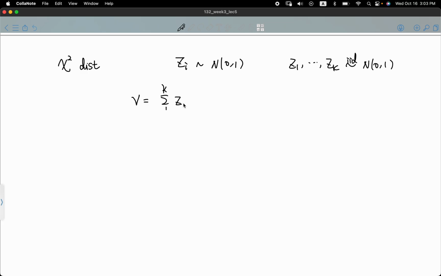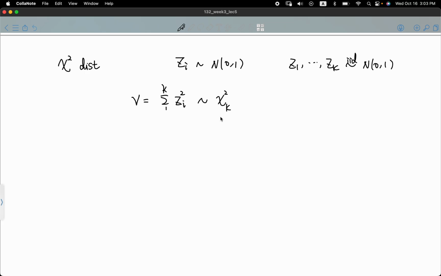V is the sum of Zi squared. When you construct it in this way, first of all, the Zi need to be independent, and they all come from the standard normal. When you take the squares and sum them over k copies, this follows a chi-square distribution with degrees of freedom k.